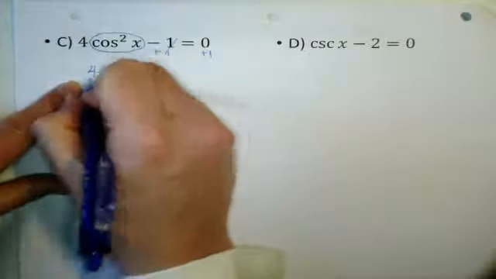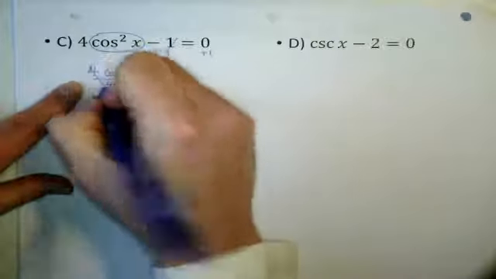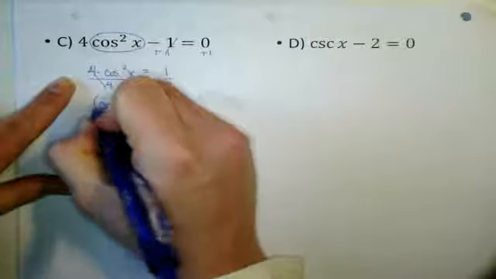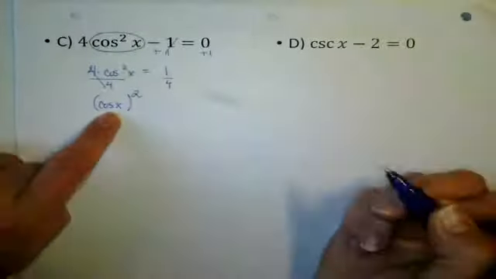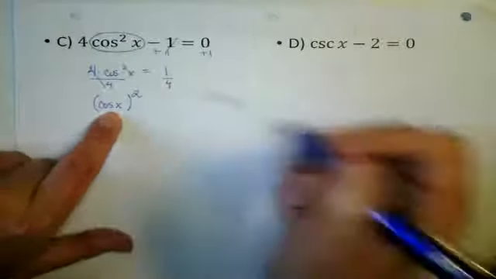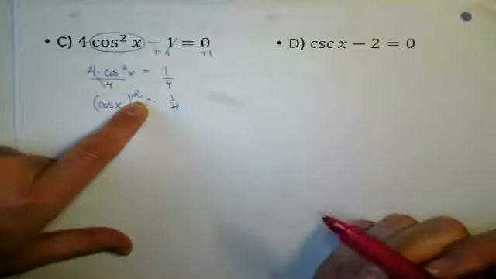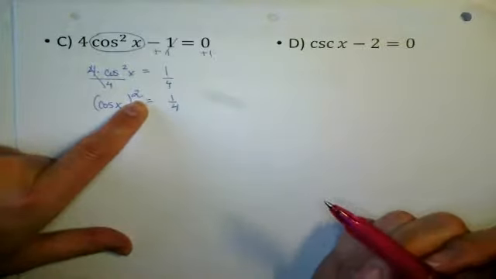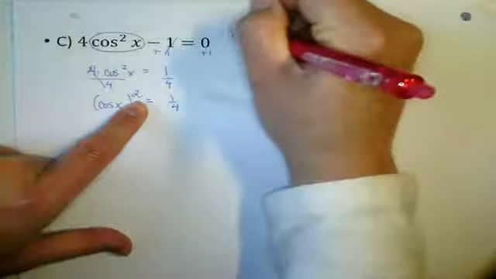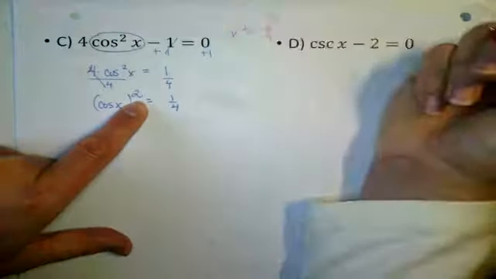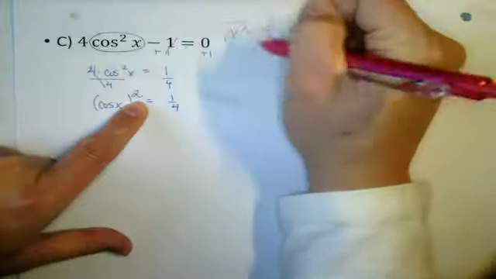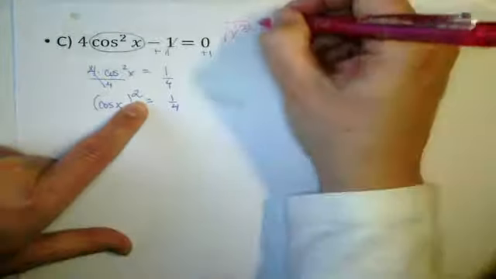And I can go ahead and divide by 4. So I have cosine of x. Now remember, cosine squared of x means cosine of x quantity squared. And that's important to remember. How do I get rid of that power? If you saw x squared equals 1/4, what would you do? You would take a square root of both sides, right? Don't forget the plus or minus.